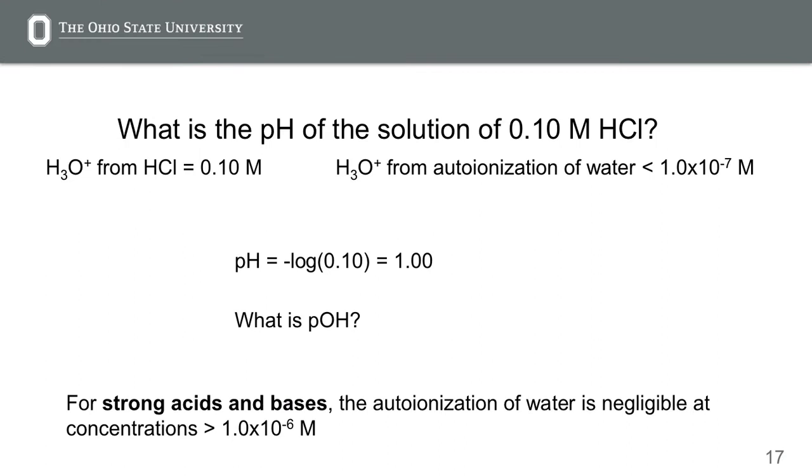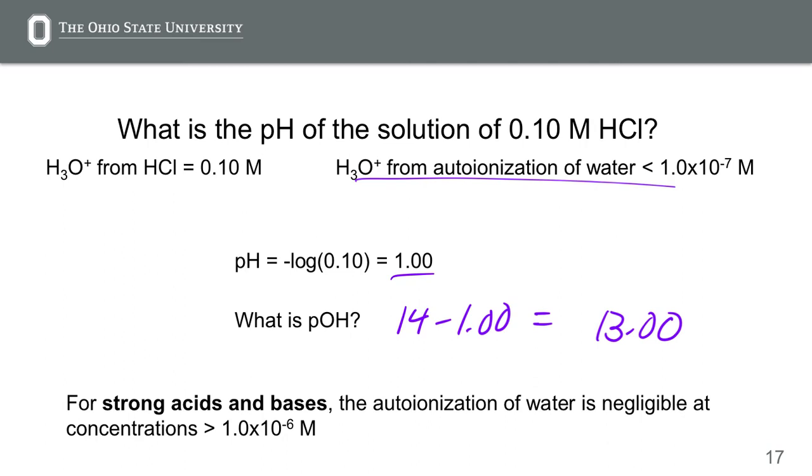Okay, so what is the pH of a solution of 0.1 molar HCl? Here we go, we're re-summarizing again. If we calculate the pH, pH equals minus the log of 0.1, we end up with 1.00, okay? What's the pOH? 13. Okay?